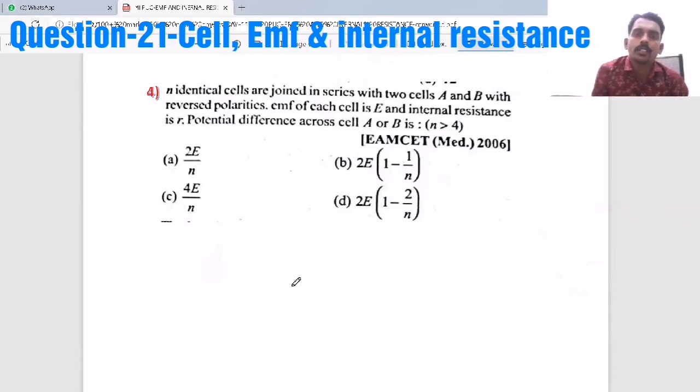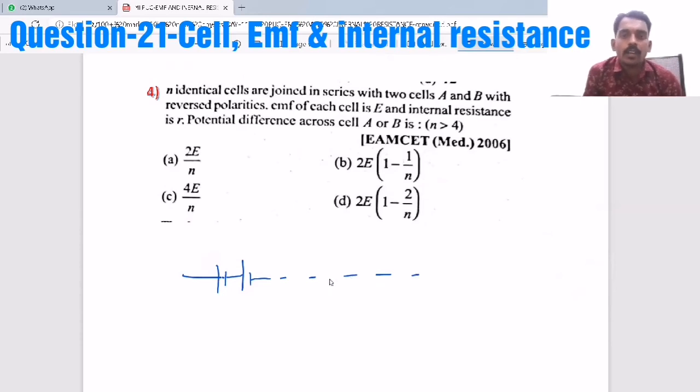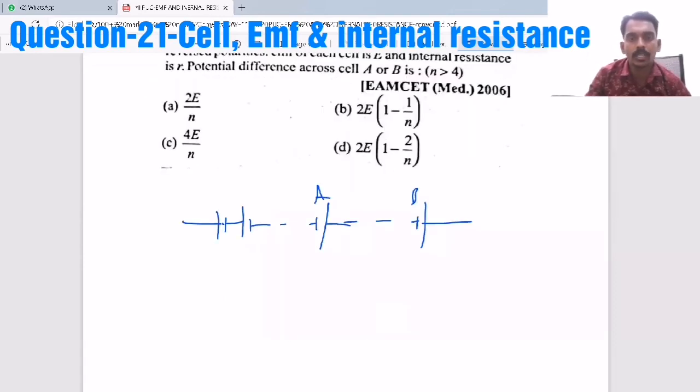Now n identical cells are joined in series with two cells A and B with reversed polarities. Like this. Now n cells are joined in series with two cells A and B with reverse polarities. Like now one here A and another one here B, they are connected in reverse polarities. Each cell is of EMF epsilon and internal resistance r, then what is the potential difference across cell A or B?